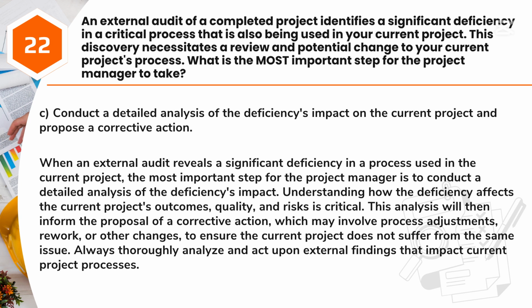When an external audit reveals a significant deficiency in a process used in the current project, the most important step for the project manager is to conduct a detailed analysis of the deficiency's impact. Understanding how the deficiency affects the current project's outcomes, quality, and risks is critical. This analysis will then inform the proposal of a corrective action, which may involve process adjustments, rework, or other changes, to ensure the current project does not suffer from the same issue. Always thoroughly analyze and act upon external findings that impact current project processes.